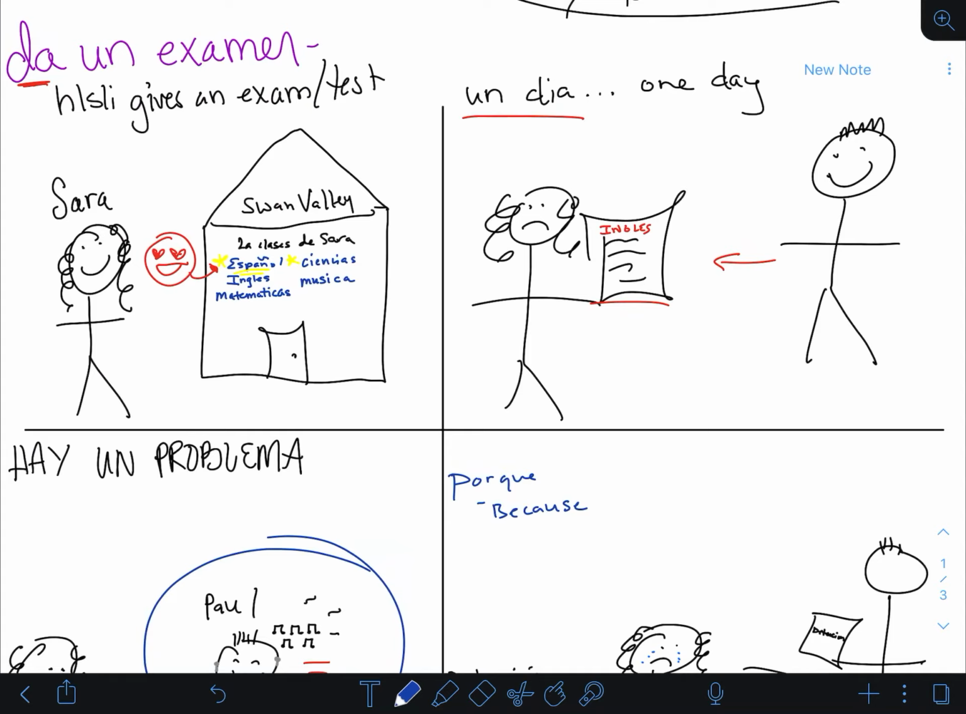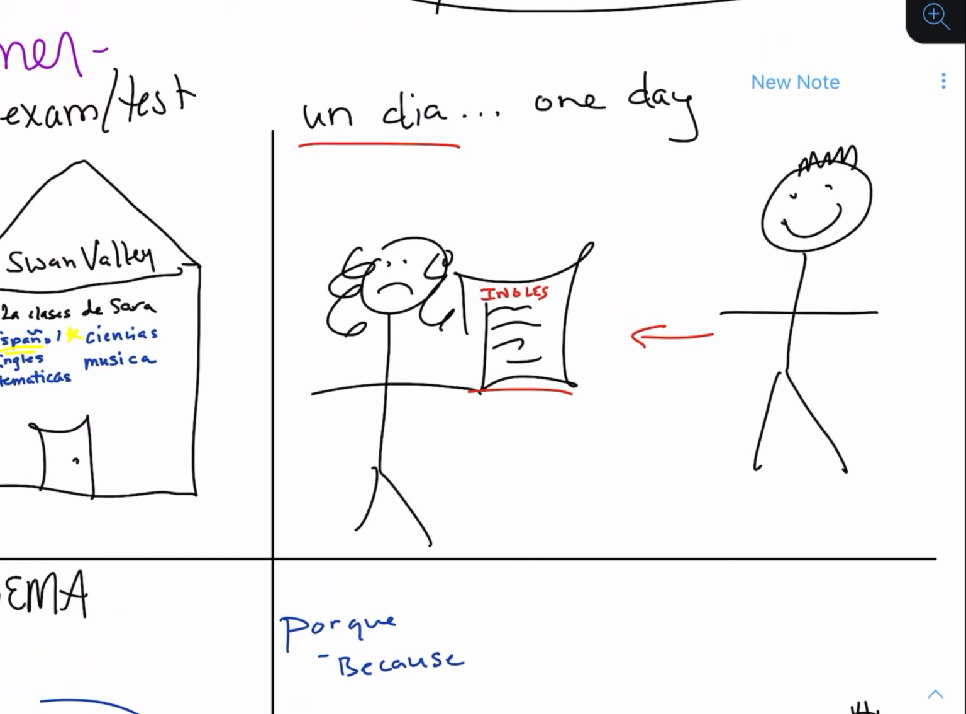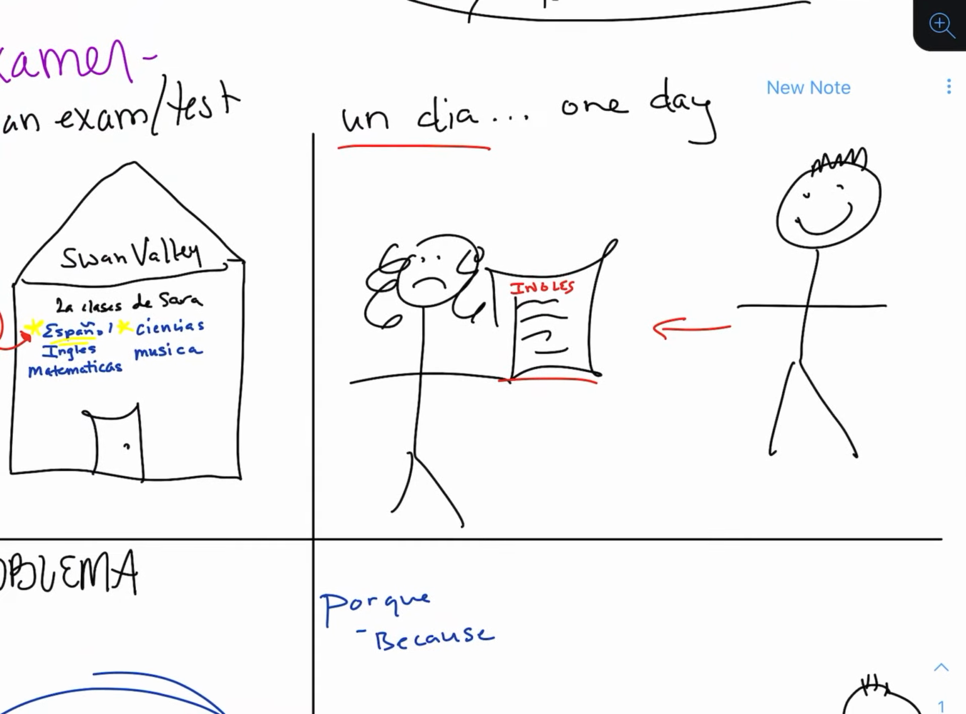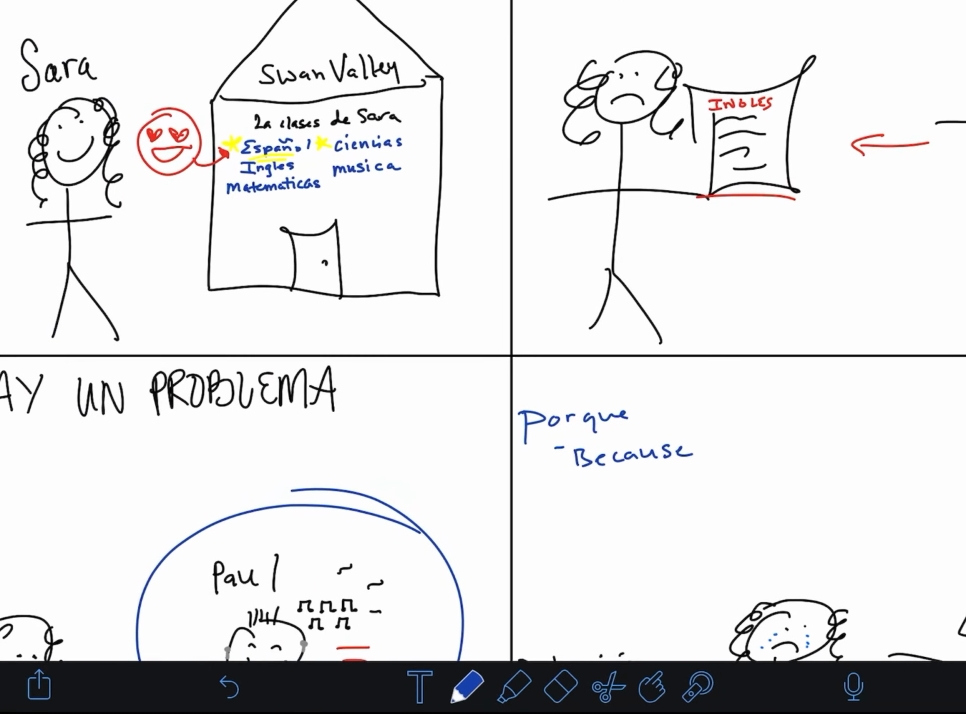Y Sarah toma muchas clases. So Sarah toma la clase de español, la clase de inglés, la clase de matemáticas, la clase de ciencias y la clase de música. Okay. Sarah estudia mucho. Okay. Un día, Sarah toma un examen de inglés. El profesor da un examen de inglés a Sarah y no es fácil, right? Es difícil. So Sarah no está bien, Sarah está triste.